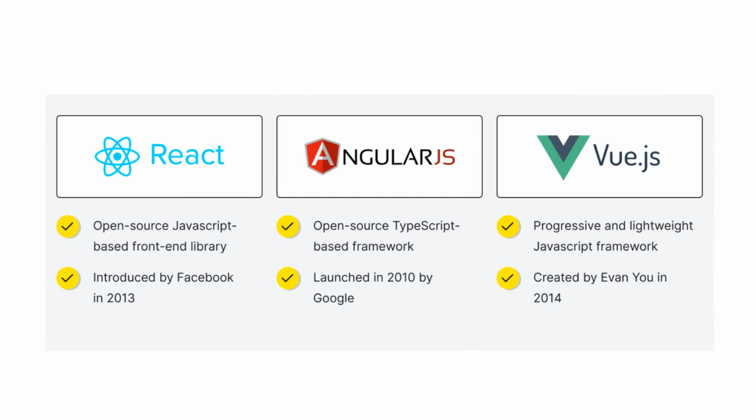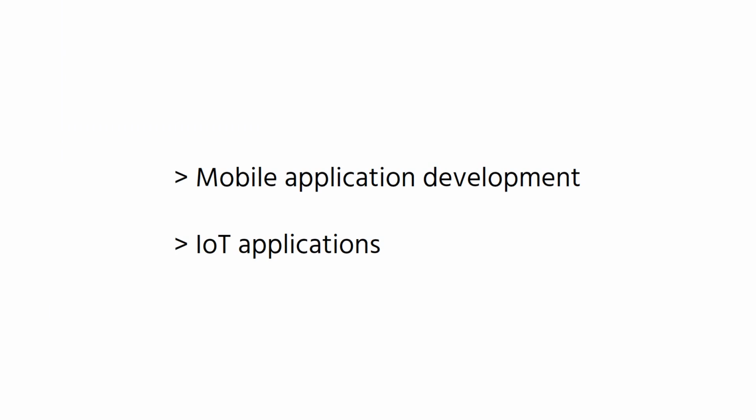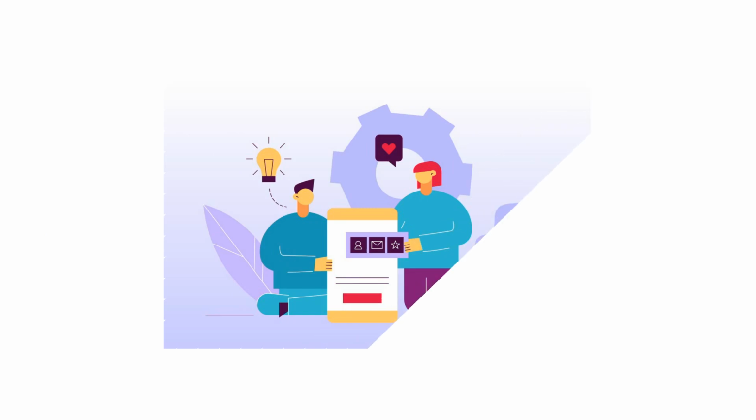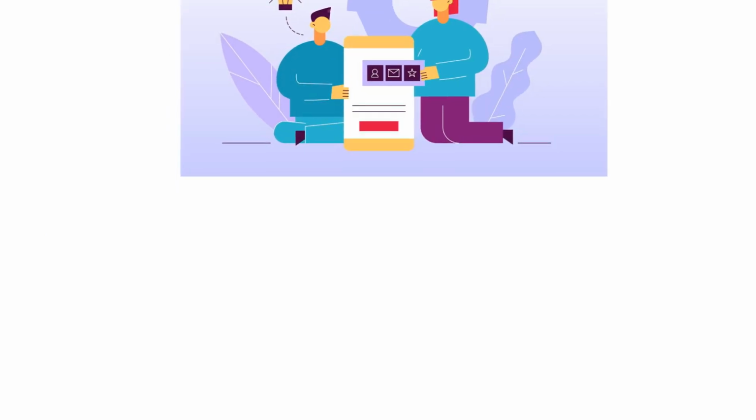These frameworks are crucial in modern web development, allowing for more structured, maintainable, and efficient code. Beyond web browsers, JavaScript is also utilized in mobile application development and IoT applications. Its flexibility, vast ecosystem, and widespread support make it a cornerstone of modern software development, allowing developers to build dynamic, feature-rich applications that work seamlessly across devices and platforms.